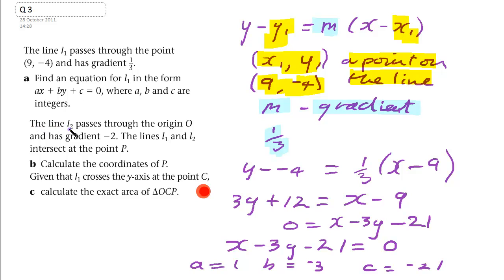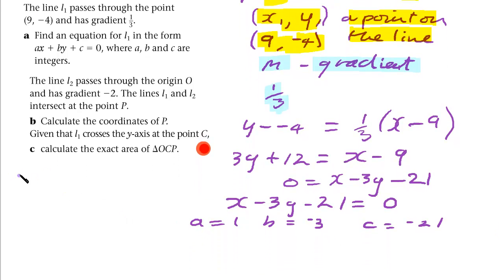Now line L2 passes through the origin O and has gradient minus 2. The lines L1 and L2 intersect at the point P. Calculate the coordinates of P. Well, let's do that bit first. First of all, we need to find the equation of L2. It passes through the origin and has gradient minus 2. Well, that makes life very easy.